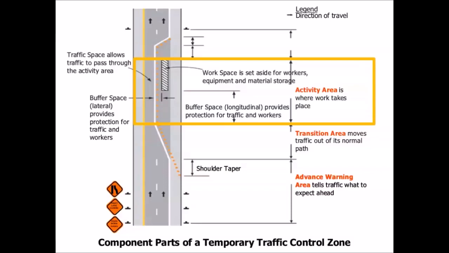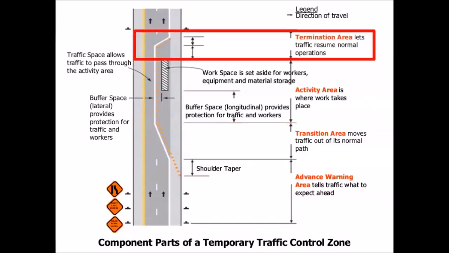Traffic space allows traffic to pass through the activity area. Right, so that's the open lanes. If you leave them any open lanes, that's their way of getting around your work site. That's the traffic space. And then the last area, we got the termination area. Termination area lets traffic resume normal operation. So basically everything that you affected goes back to normal beyond that point, right?